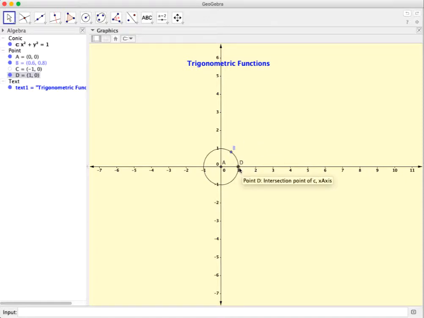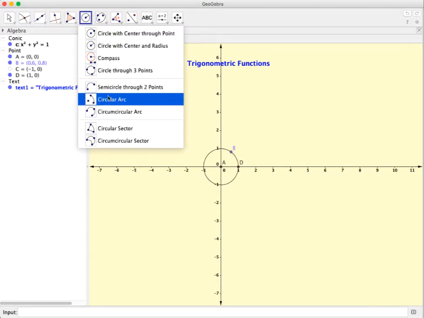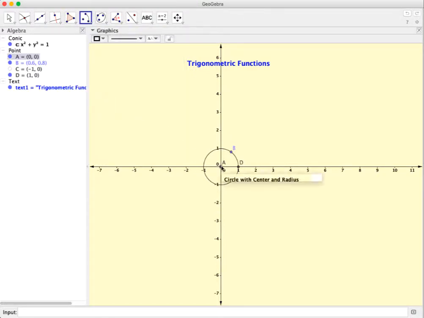We are going to make an arc between D and B along the unit circle. So circular arc is the tool available. Select the center and the 2 points in that order. So we get an arc DB.